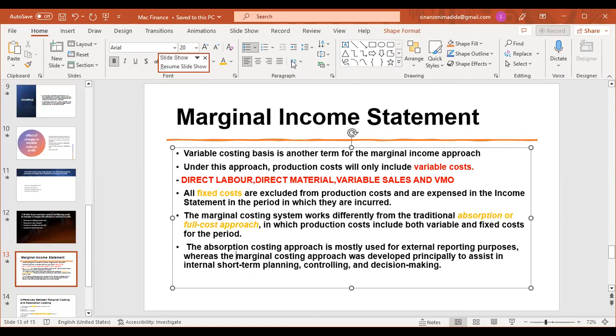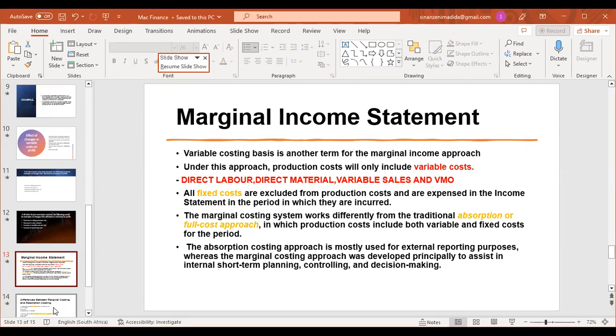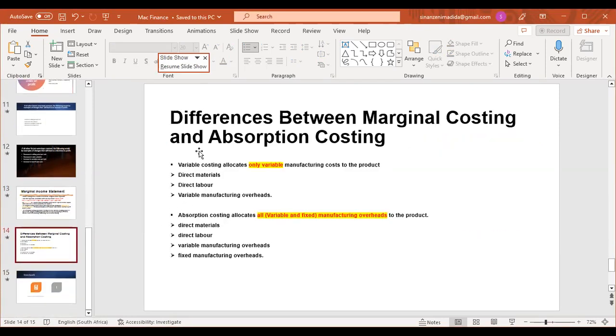I will show you the framework. No, you cannot be tested on absorption costing. This one is for financial accountants, not the management accountants. I just prepared differences between marginal costing and absorption costing.